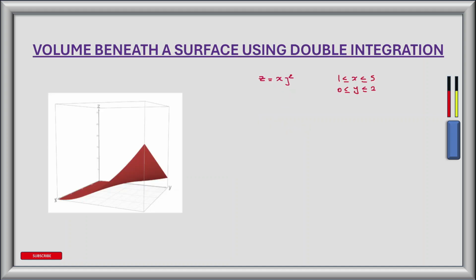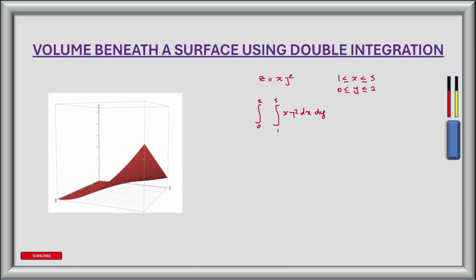Now let's look at a real example. On the left, there's a surface which maps to the function z is equal to x times y squared. We want to find the volume beneath the surface between the points 1 and 5 on the x-axis and 0 and 2 on the y-axis. So we want to integrate xy squared from 1 to 5 across the x-axis and then integrate again from 0 to 2 across the y-axis.